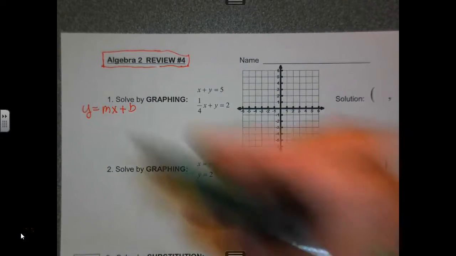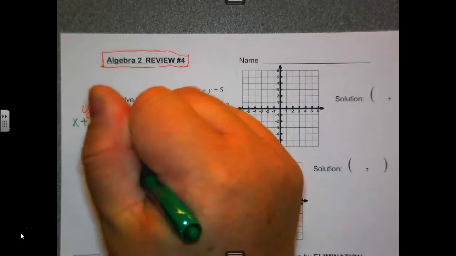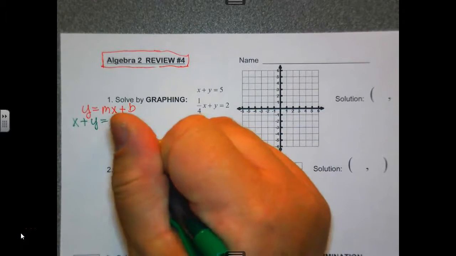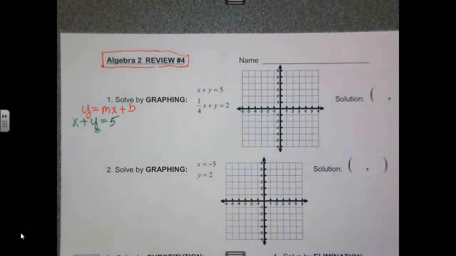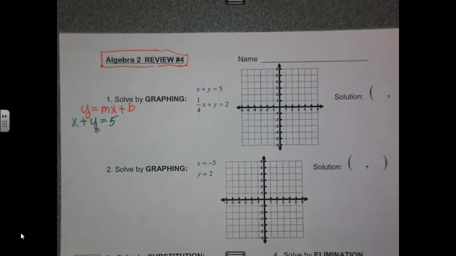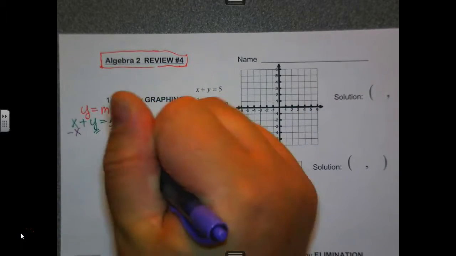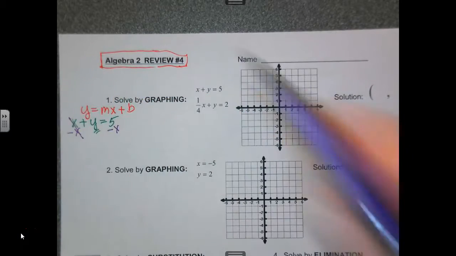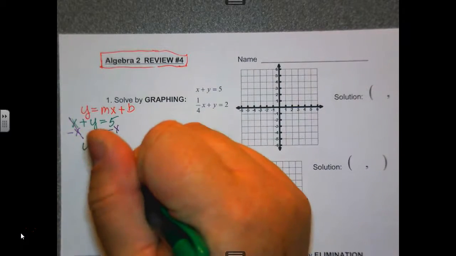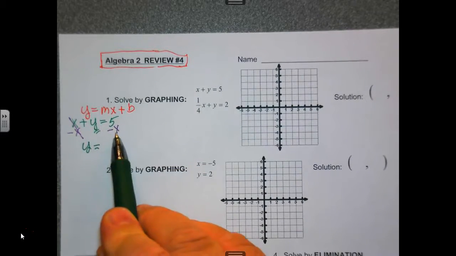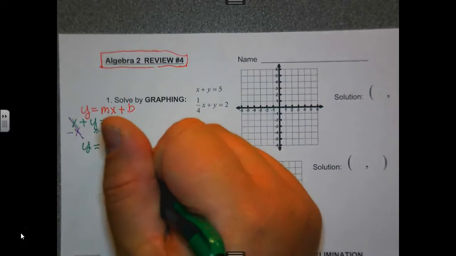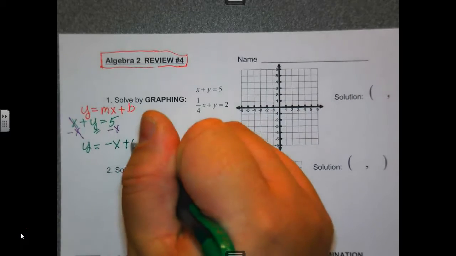I have x plus y equals 5. I need to solve for y. I'm going to subtract x from both sides. These add up to 0. I get y equals, I'm going to put my x term first, negative x plus 5.